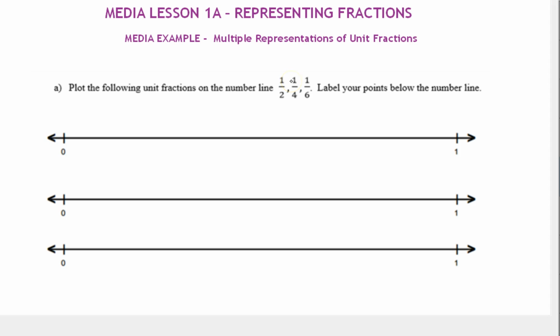Okay. So first we're going to represent unit fractions by plotting them on number lines, and it says to label our points below the number line. So the first is 1/2. I'm going to put this on this number line. So 1/2 means that we are splitting or dividing, so thinking of the bottom number as the dividing number, we're dividing the unit 1 into 2 pieces. So we're dividing it in half.